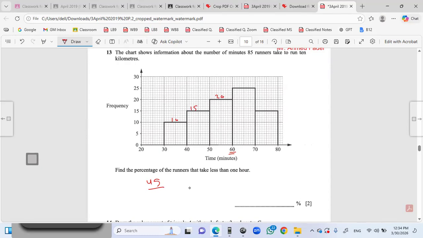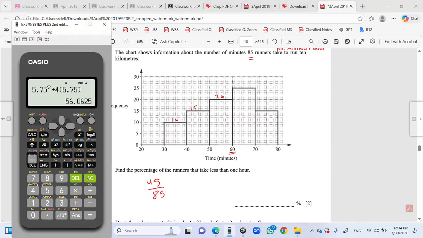45 out of what? Out of how many? They told you already, 85 runners. So 45 out of 85. You do this as a percentage. How? You do the fraction 45 over 85, multiply by 100, which gives you the percentage, which is 52.9%.